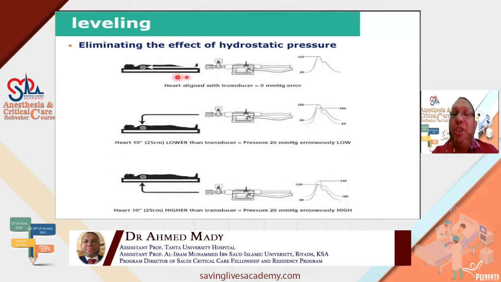If the transducer is at the same level, you have the actual number. But if you take the transducer above, you will have a falsely lower reading than the actual. If you take the transducer lower, you have a falsely higher reading than the actual. So this is just a hint or refresher to keep in mind the technicality of using the parameter, not only the interpretation of the parameters; the technical side is also an important point.